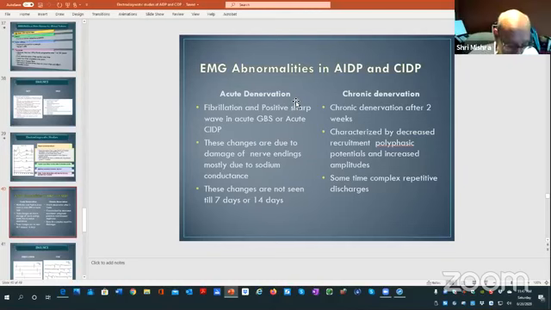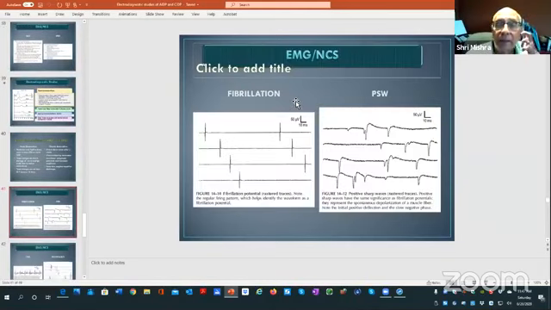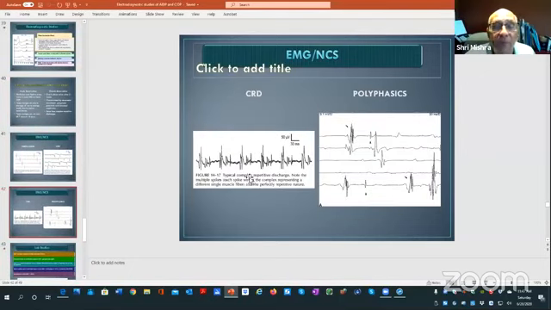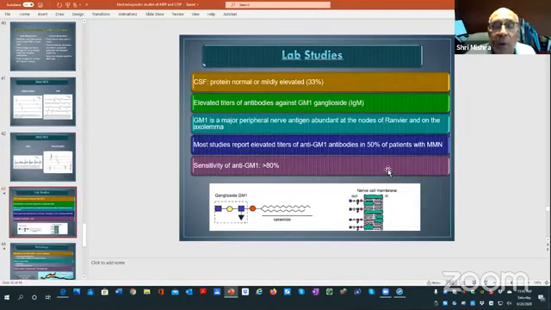So back again, here is a fibrillation, and here is a positive sharp wave in acute cases, and sometimes it can be in chronic CIDP too. And back again, CRD, and this is the polyphasic potential, which you see in chronic cases. In CIDP, you do see this, or in any kind of chronic neuropathy.